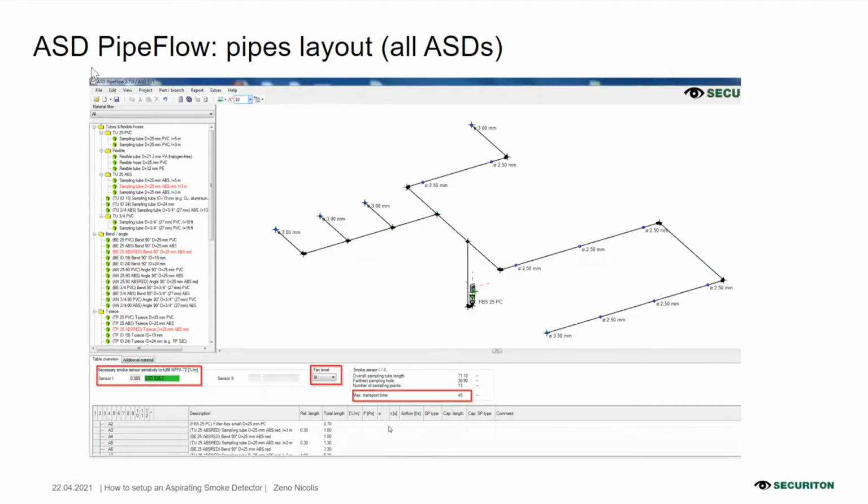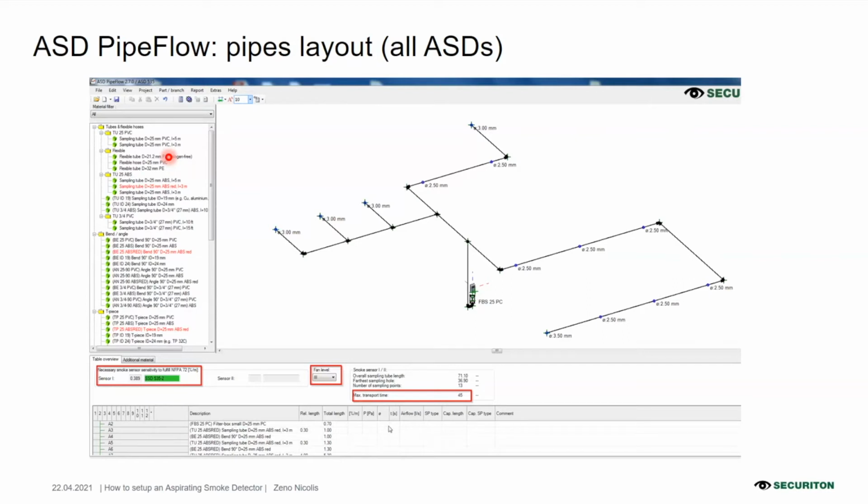I've got a question: does the ASD pipe flow design software that you were talking about earlier need any license, or is it free and can be used by anybody? Yeah, the software is free. There is no license, so you can ask us. We can give the software to you. You can install it on every PC, and it is for free. It's very easy to use, so there is no cost for it.